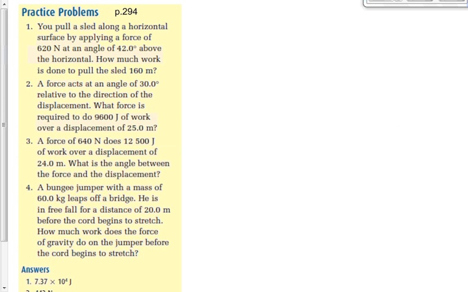Got a couple questions to work on here. I'm only going to ask you to do the first two, please, on page 294. We'll assign this for homework. You got a few minutes to work on them here now, but if you don't finish them, do them up for homework tonight, please.